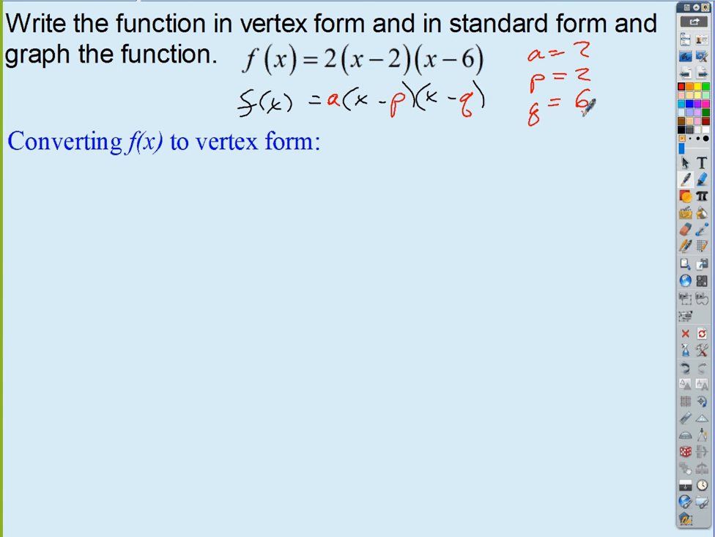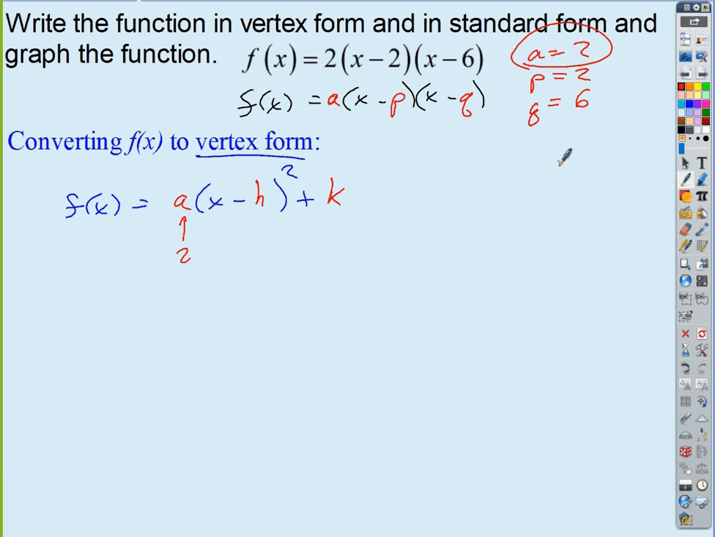So I already know A. I'm trying to put this into vertex form. Vertex form. Jaylene, what's vertex form? F of X equals what times what times what is it? A, good, times X minus H squared plus K. Good. And I'm gonna plug in values. Well, I already know what A is. I'm plugging 2 in there.